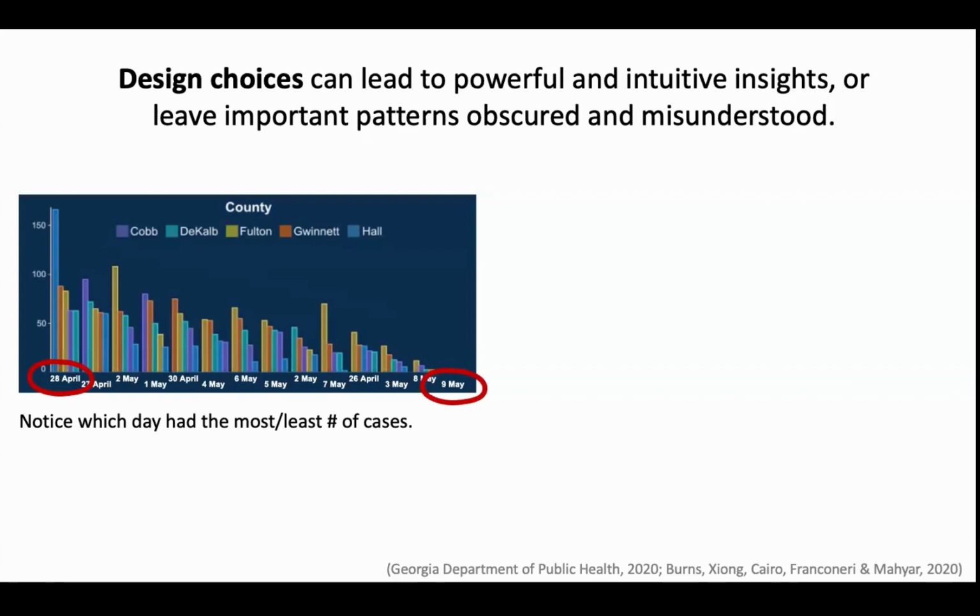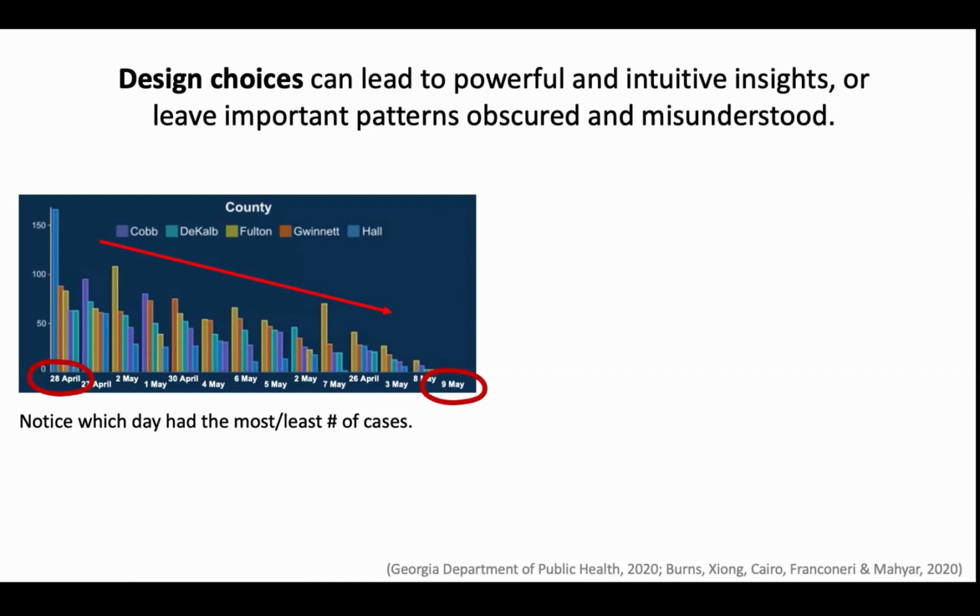Why did the Georgia Department of Public Health do this? They didn't do this to mislead. They don't want to mislead people to think that COVID is getting better. What they wanted to do is tell you on which day there were the most cases and on which day there were the least number of cases. But that intention did not manifest well, right? Everyone sees this really salient misleading trend.